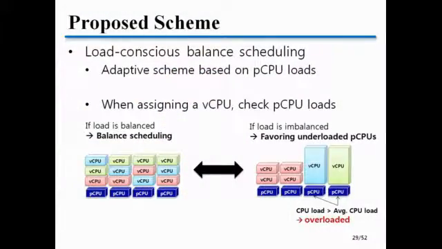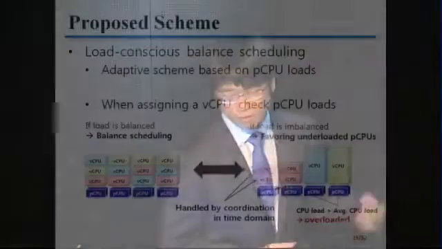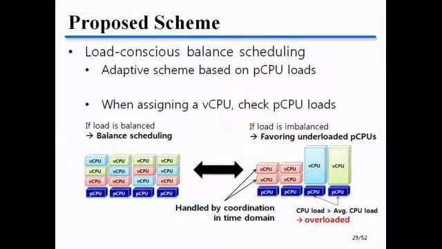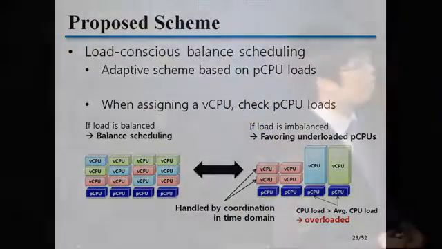So we proposed an adaptive scheme named load-conscious balanced scheduling. In this scheme, we just follow the balanced scheduling when the global CPU loads are well balanced. However, if the load becomes imbalanced, we try to choose one of the underloaded physical CPUs in spite of vCPU stacking. The vCPU stacking can be appropriately handled by our coordination schemes, such as coscheduling and the delayed preemption in the time domain.